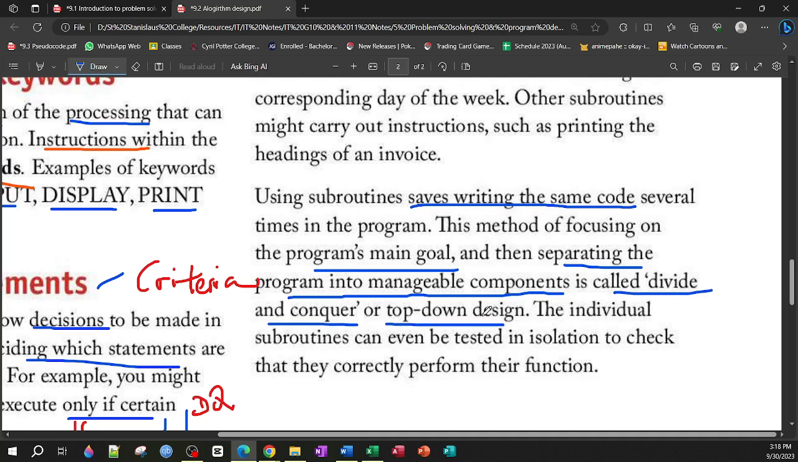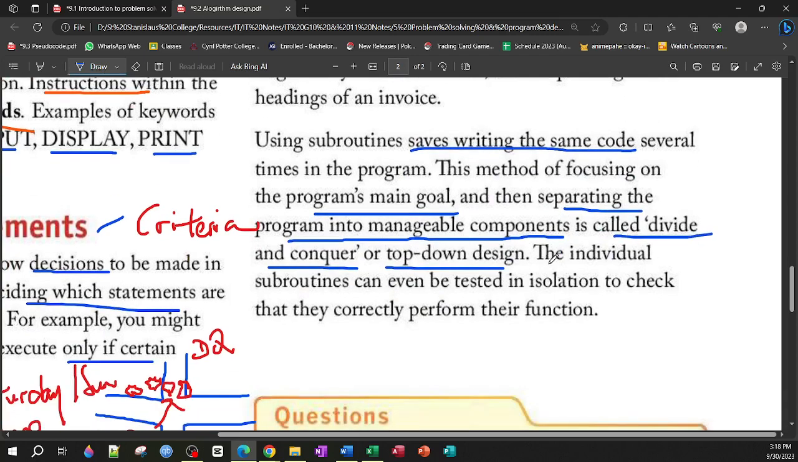or the top-down design. So instead of, once again, one person doing everything, we call it the divide and conquer method. You give each person a particular task to do, each person will comfortably work on that task, and then we get a final result. So the individual subroutines can be tested in isolation to check that they correctly perform their function. So we check each one of the subroutines, make sure each one is working individually, working correctly.